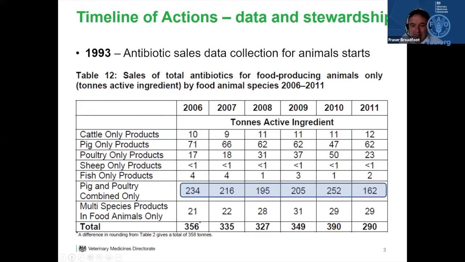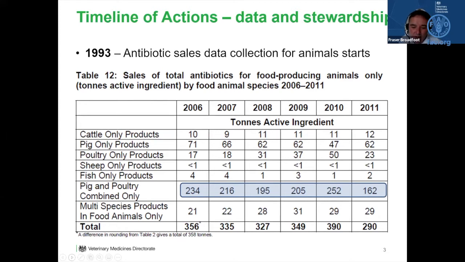However, one of the limitations of that is shown on this slide. This is a table showing tons of antibiotic, and on the left hand side it shows what species those antibiotic products are indicated for. The problem with just having sales data is that a lot of products are indicated for more than one species, and I've highlighted the pig and poultry ones here. Looking at this table, you would say there's quite a lot of use in pig and poultry, but there's absolutely no way we can know how much of that is going into pigs and how much into poultry.